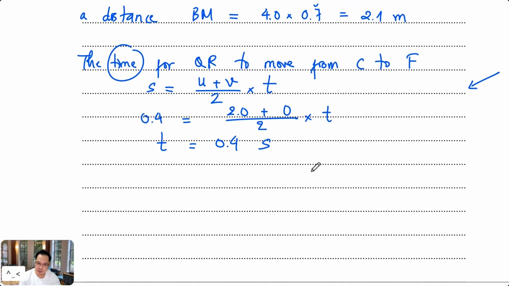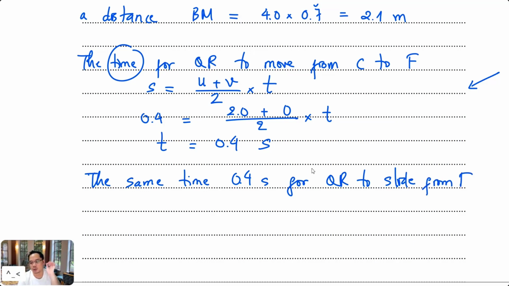Okay, 0.4 second, and it would take the same amount of time to slide down from F to C because the acceleration is the same: 0.4 second for Q and R to slide down from F to C. Therefore the total time for the system QR to move from C to F and then return to C is 0.8 second.